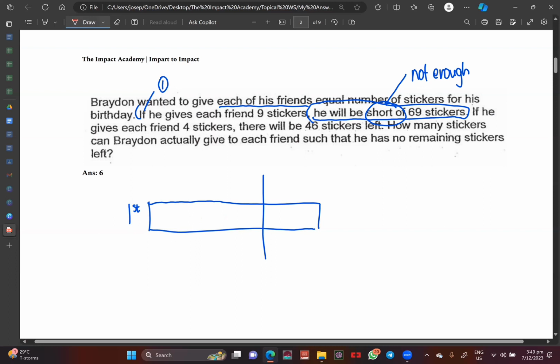Because I know it's short of, it means that the real total number of stickers is actually over here. What is this exactly? This is 69 stickers. Make sure your model is big, if not, it will be very difficult for you to write down all of these things. Now, if he chose to give each friend how many stickers? 9 stickers. So we are just going to say 9 stickers times friends.